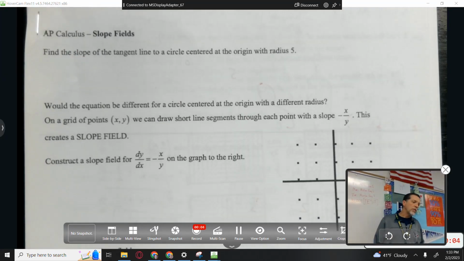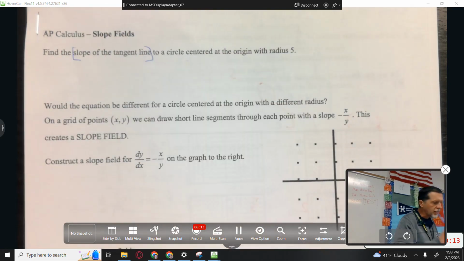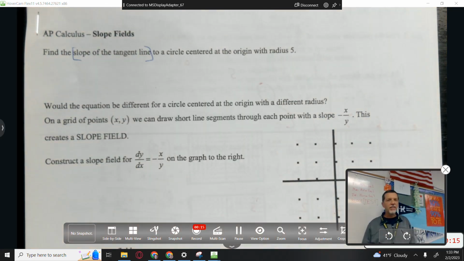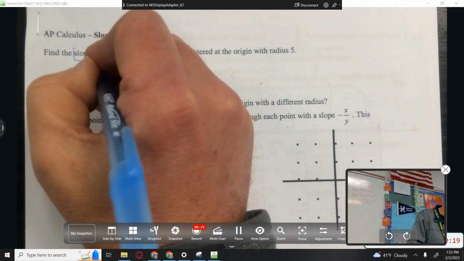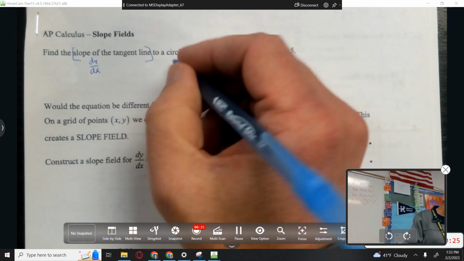So, slope fields. Find the slope of the tangent line to a circle centered at the origin with radius 5. That's a lot of words there. Slope of the tangent line. What does that mean? Derivative. So f prime or dy dx, either one. To a circle centered at the origin with radius 5.